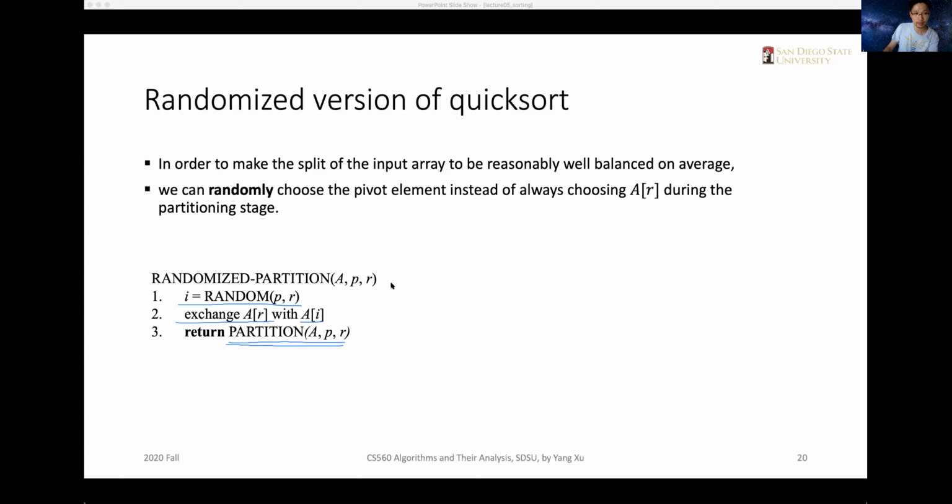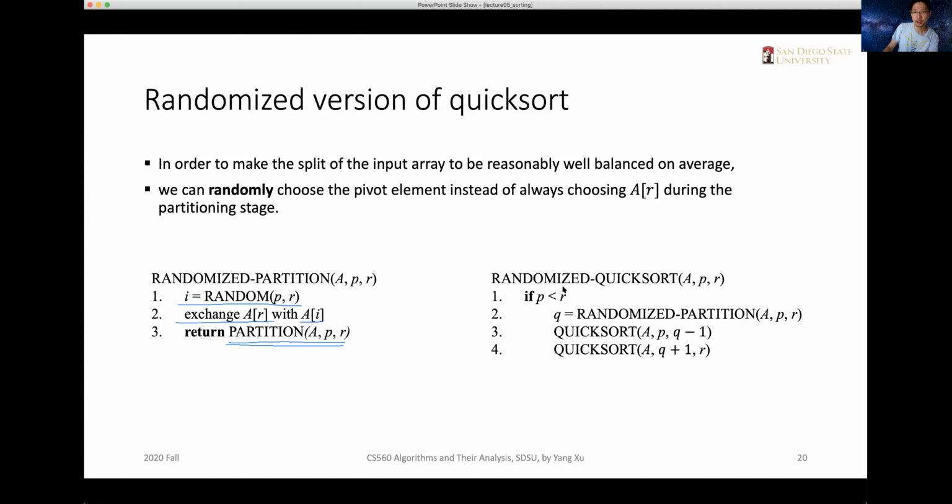We name it randomized partition, and we can call this randomized partition in this randomized quicksort. Okay, so here's a typo. Because we named the quicksort randomized quicksort, actually here it should also be the randomized quicksort procedure name. With this randomization introduced, in theory we are able to achieve a more balanced split each time we call the partition procedure.